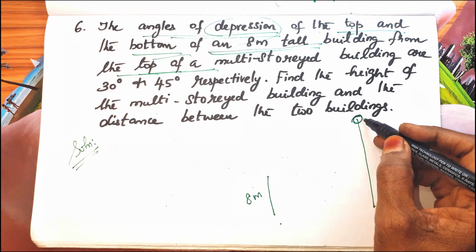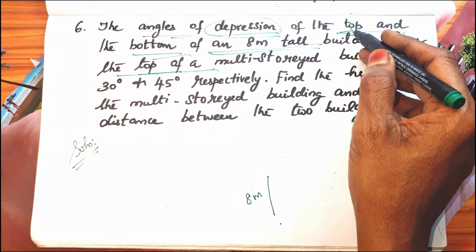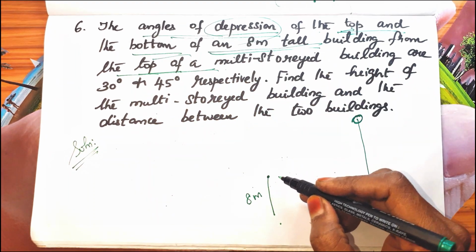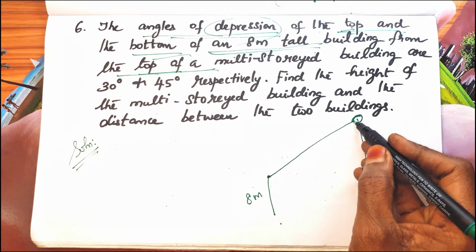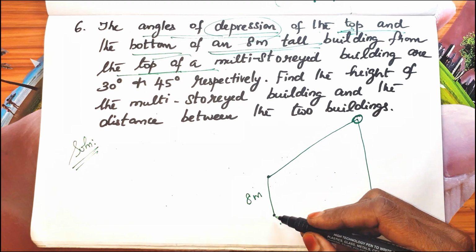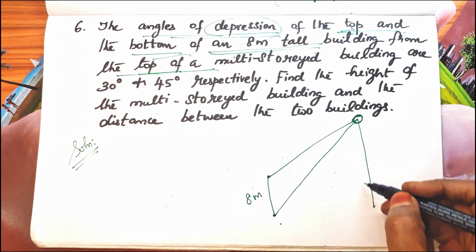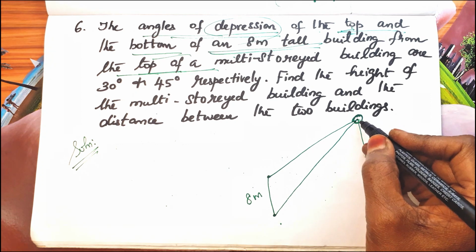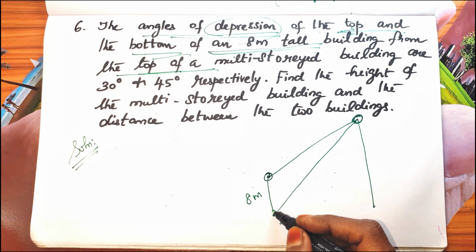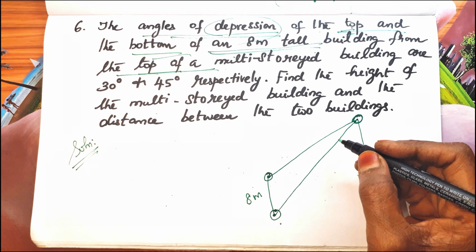So at the top of the multi-story building, we are calculating the angle of depression of the top and bottom of the 8-meter tall building. This is the top of the 8-meter tall building, and this is the bottom of the 8-meter building. So from the top of the multi-story building, the observer is seeing the top and the bottom of the 8-meter building. For that, the angles of depression are given.